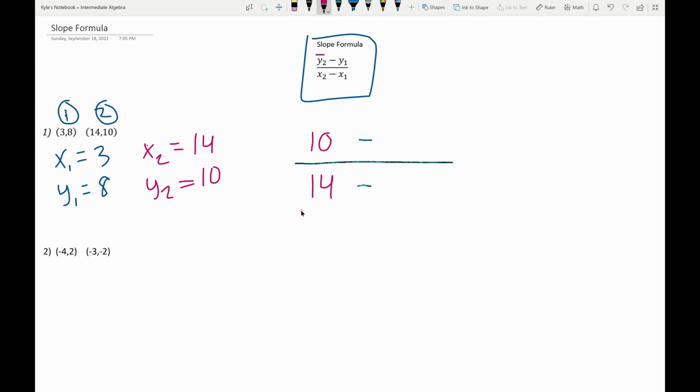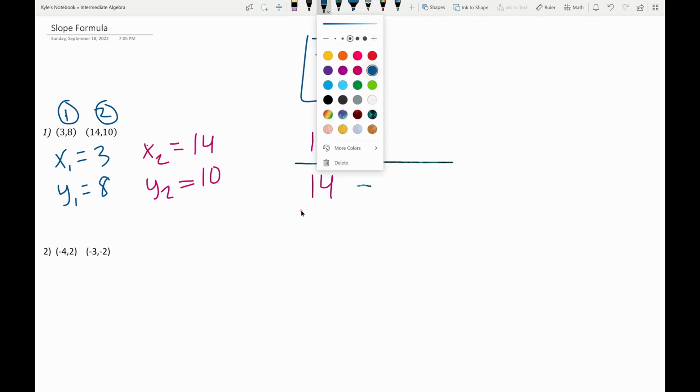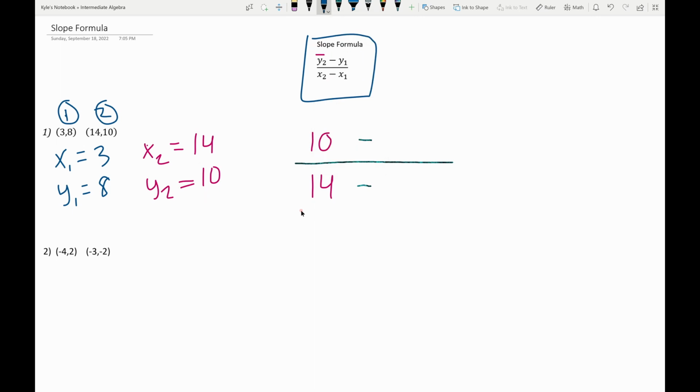And then next we're going to plug in everything that we have as x1. So we have 8 and 3, and our y1 is going to be 8, and then our x1 is going to be 3. And then we just solve. 10 minus 8 is 2. 14 minus 3, that's 11. This is our answer. This is slope.